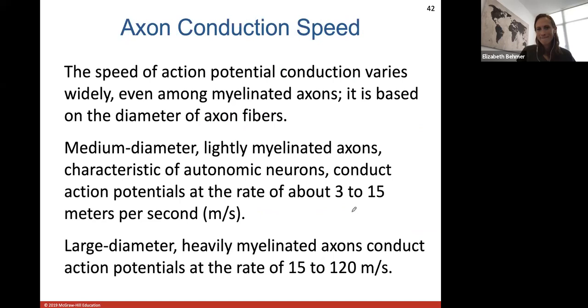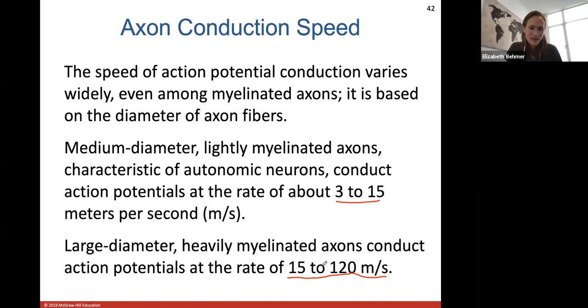Axon conduction speed. The speed of action potential conduction varies widely, even among myelinated axons, because it's based on the diameter of the axon fibers. So a medium diameter, lightly myelinated axon conducts action potentials at the rate of about 3 to 15 meters per second. And large diameter, heavily myelinated axons conduct action potentials at the rate of 15 to 120 meters per second. Can someone change this into miles per hour? Maybe that would give us a better understanding of how fast this is.